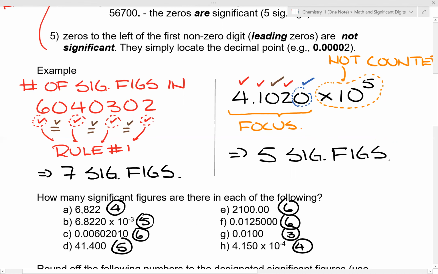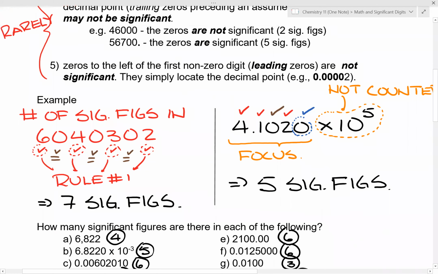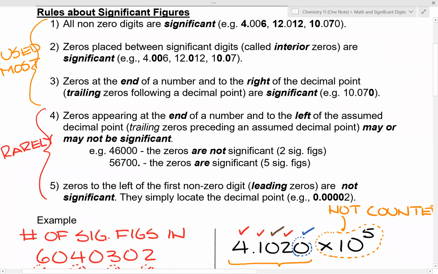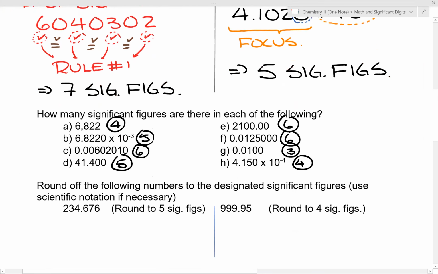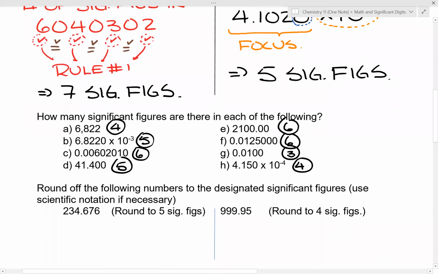All right, so hopefully you got these correct. And again, what you want to do is follow the rules: go through each number and go through rules numbers 1, 2, 3, 4, and 5. Okay. Now, why are sig figs important? Because this allows you to figure out how many digits you take in your calculator.